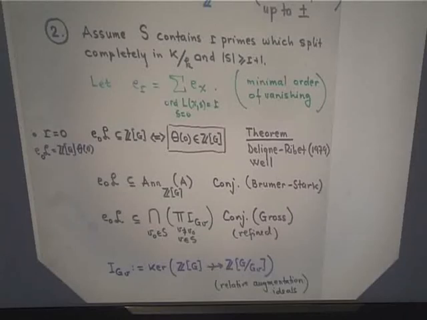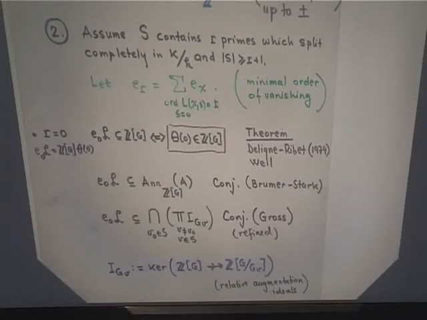Now, there are refinements of this theorem, and the refinements are conjectural in nature. So, for example, there is the Brumer-Stark conjecture, which simply says that this theta of 0 belongs to the annihilator of the ideal class group. That's nothing else but saying that E0L is inside the annihilator over Z bracket G of the ideal class group. So it's a statement about the lattice.